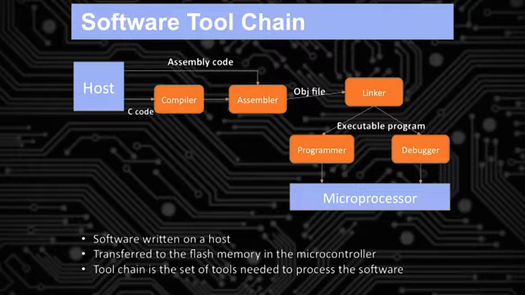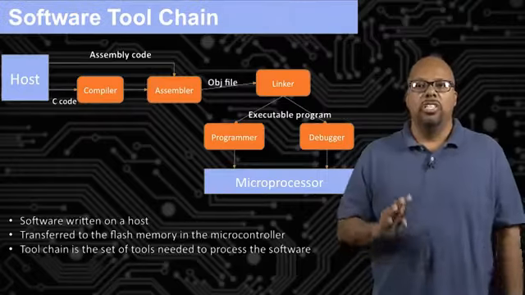Now you'll notice that there's a path on the top from the host into the assembler, assembly code. You could write assembly code directly. So you could write C code, which is what we'll do. You could also write assembly code directly. We will not do that, but you could, and that would get merged in at the assembly phase.